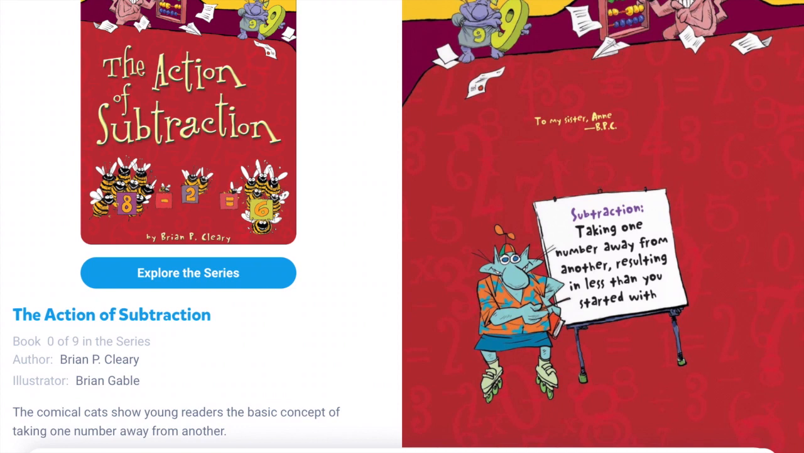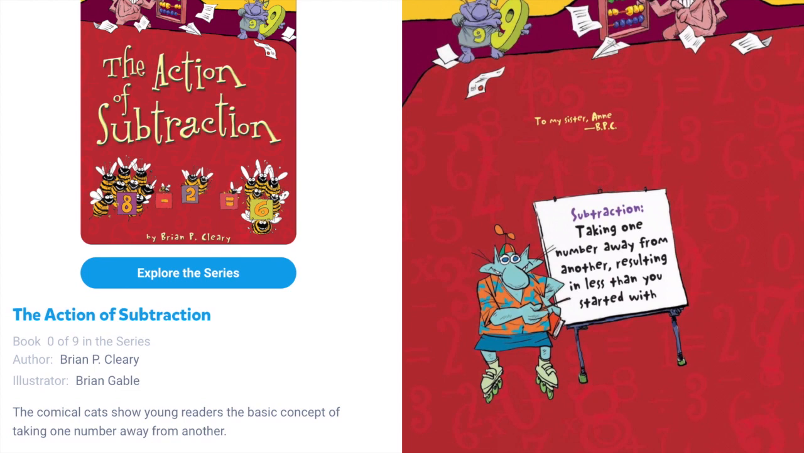The title of the story is The Action of Subtraction. This story is written by Brian P. Cleary and illustrated by Brian Gable. I want you to listen for some vocabulary words that we talked about on our anchor chart as I read.